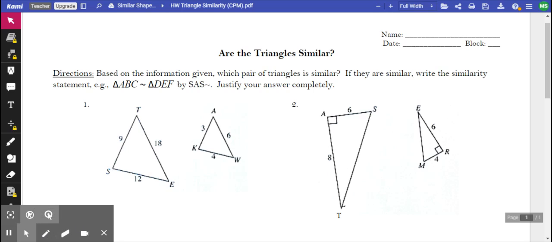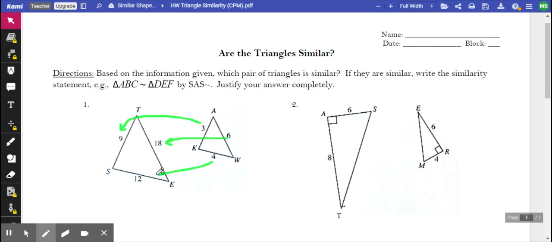So for right now, we can see that we have 9, 18, 12, and then a smaller shape here that is kind of similar to it. So we know that from the small shape to large shape, I can do 3 times 3 to get 9. I can do 6 times 3 to get 18. And I can also do 4 times 3 to get 12. So that shows that all of these matching sides are definitely going by the same scale factor and they are proportional to each other.